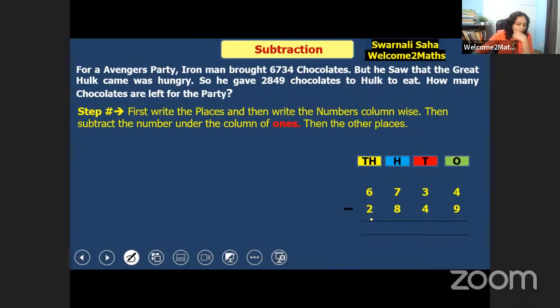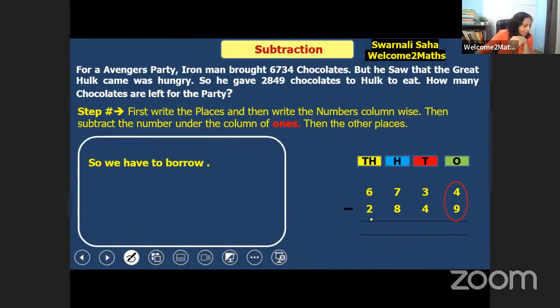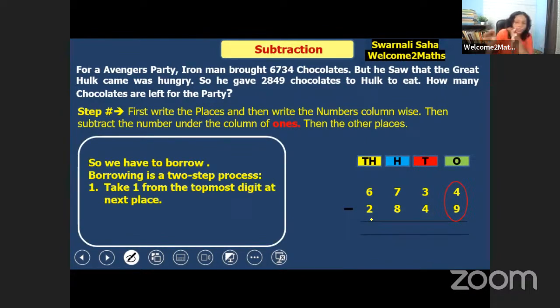First, 14 minus 9, because 4, we cannot subtract 9 from 4. So what do we have to do? We have to do borrowing. Yes. So it is borrowing. What is borrowing? Borrowing is a two-step process, you know. First, take 1 from the topmost digit at the next place, and so in this way we have to do.